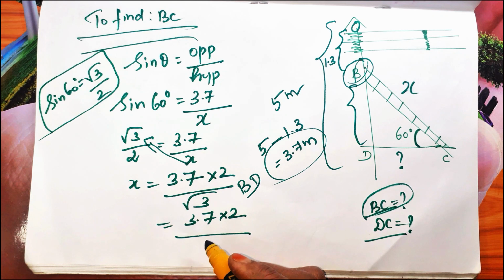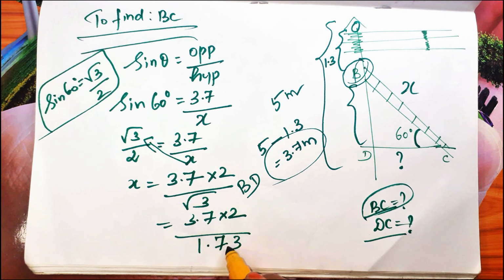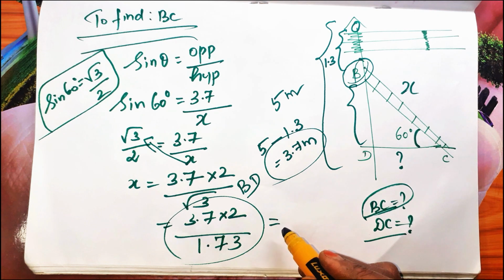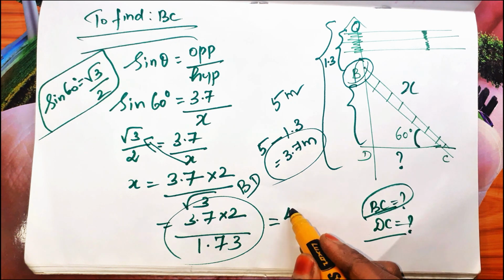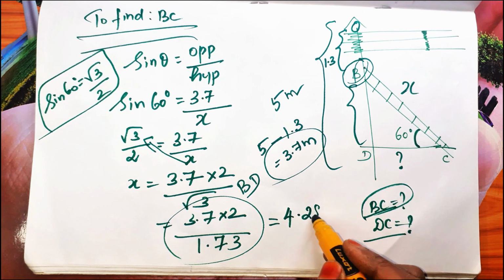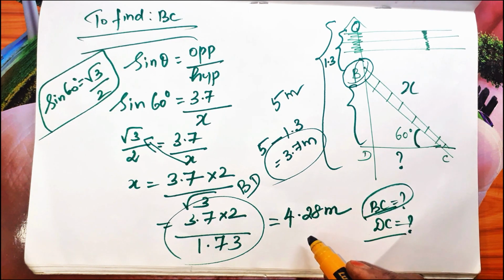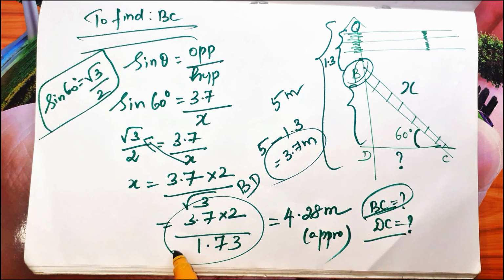In the problem itself they have given the value of root 3 as 1.73. We have to multiply and write the final answer. After multiplication and simplification, we are getting the answer as 4.28 meters approximately. This is the approximation. You can multiply and simplify this.